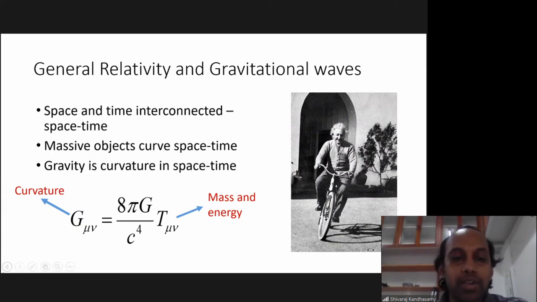So you see that equation on this page, which relates the curvature produced by a massive object, which is on the right side. So it relates the curvature and the mass and the energy. So this is the basic equation in general relativity. And from this, we derive the effects of gravity and also the gravitational wave signal.